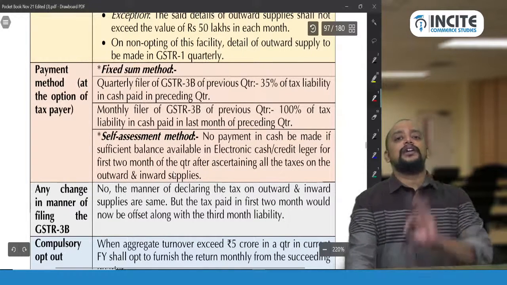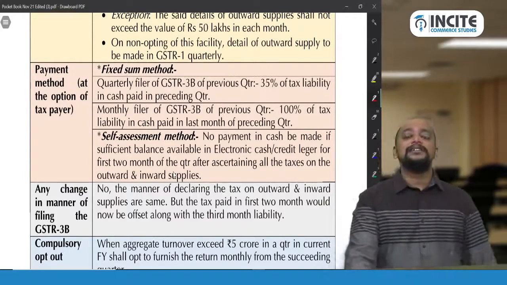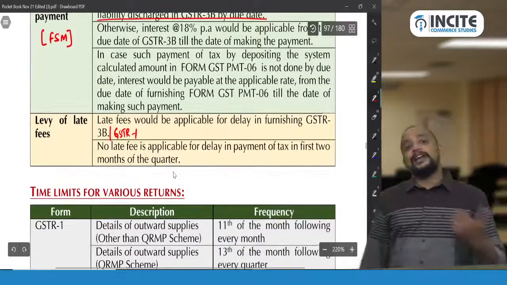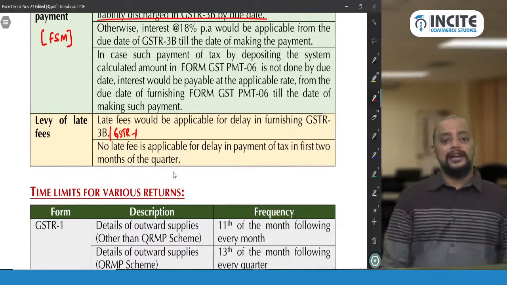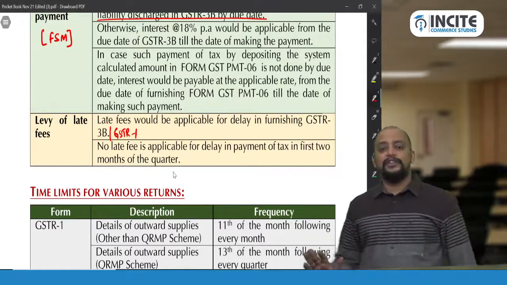Whichever is paid through the electronic cash ledger, out of that 35%; if it is monthly GSTR 3B, 100% only will be taken. Okay. So we will not see whether that RCM transaction is there in the current month or not. Whether it was there in the previous month or not, we will not see. So those details we will not check. Okay.